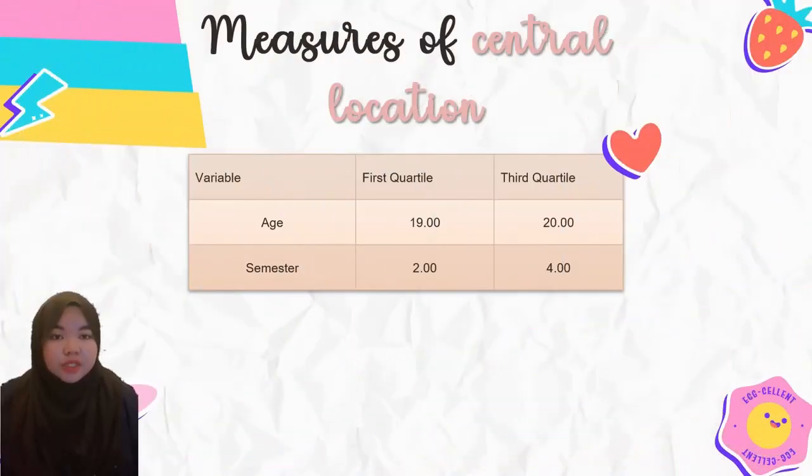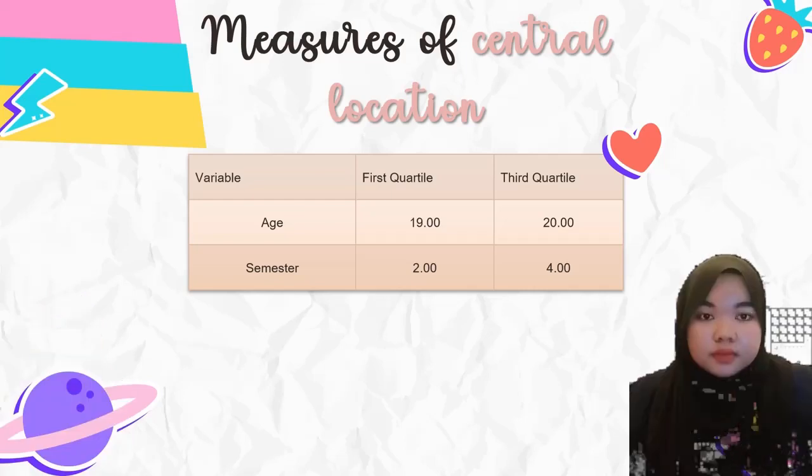Next, analysis for measures of central location. The table above is the summary statistic for measures of central location for this study. For variable age, the first quartile is 19, which indicates that 25% of the students that participated in this survey are younger than 19 years old, and 75% of students are older than 19 years old. The third quartile of 20 indicates that 75% of students that participated in this survey are older than 20 years old. 25% of students in this study are currently in their semester 2, and 75% of students that participated in this survey are currently in their semester 4.